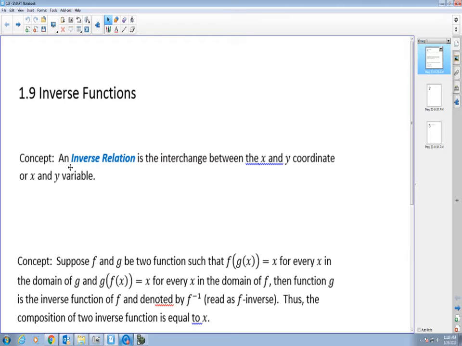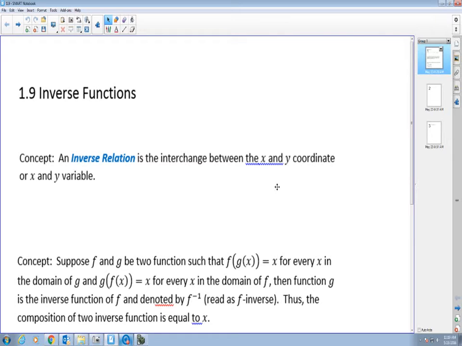Welcome to Calculus 1. Today we're going to review a little bit about what we call inverse functions. An inverse relation is the interchange between the x and y coordinates, or the x and y variables. So when we see the word inverse, we want to interchange the x, y coordinates or the x and y variables.